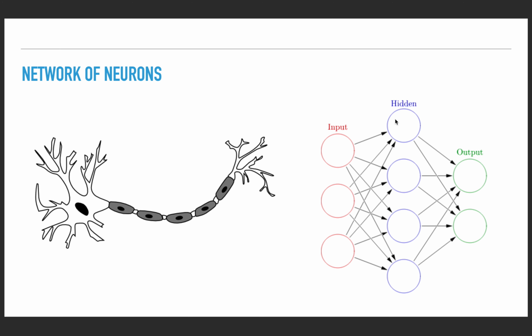And another layer is the hidden layer. The hidden layer basically processes it, where all the magic happens. And another layer is the output layer, where we get the output, the classification.